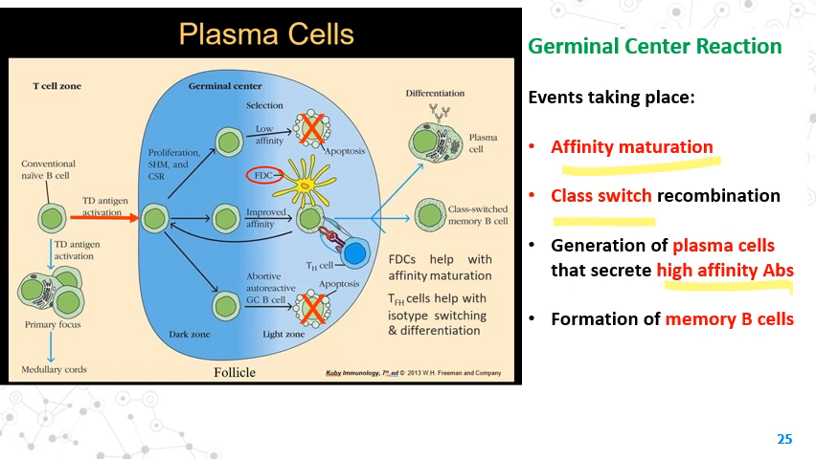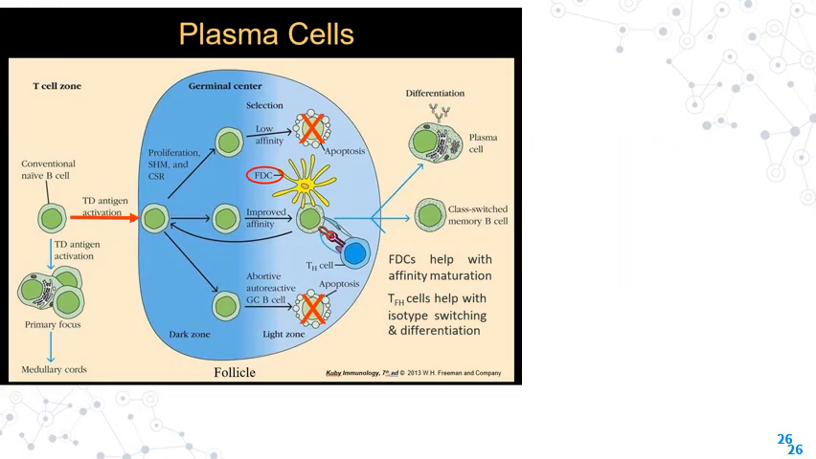Besides all that, you're also going to have formation of memory B cells. And those are going to go to a couple of places. Some of them are going to hang around in the periphery, and some of them are going to go back to the bone marrow and sit there until they are called upon, the second activation, on encountering the same antigen. Okay.